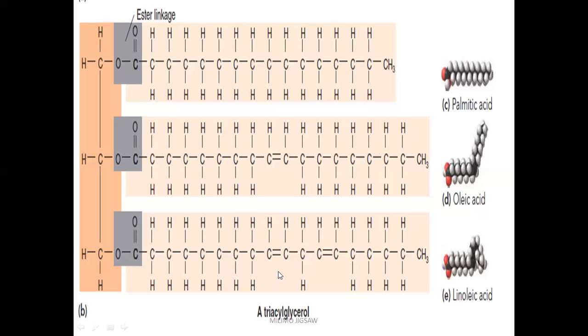When you look at the linoleic acid, you're going to realize that it has 2 double bonds. So this is a polyunsaturated fat acid. So we are seeing here in this triacylglycerol molecule, there are 3 fat acids, each of them different. We have a saturated fat acid, a monounsaturated fat acid, and a polyunsaturated fat acid. So the fat acids can be different.